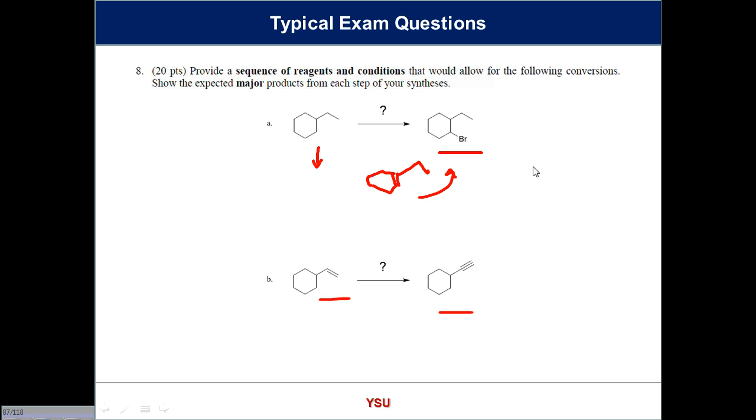How many leaving groups do I need? 2. And what would HBr put on? Just the 1. So it's not going to work. So what's better than HBr? Br2. Br2 followed by sodium amide, NaNH2. Get that down to the negative charge, put the water in, protonate the thing, and there's your alkyne. And that's it.